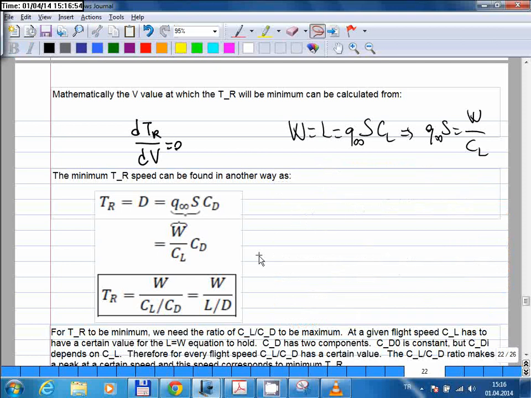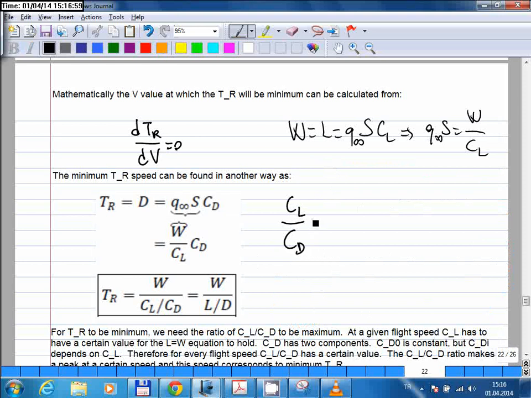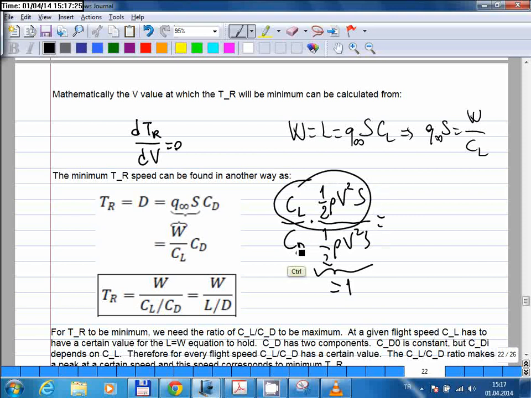So let me just clear this for a while. So you have the CL over CD ratio. If you multiply this with 1 over 2 rho, I'm sorry, rho V squared S, and if you divide it by the same amount, rho V squared S, this part is equal to 1, so you're multiplying this ratio with 1, so it doesn't change the value. But this multiplication now becomes the lift force, and the other one becomes the drag force, so it becomes L over D. So this means CL over CD is the same thing as L over D, okay?